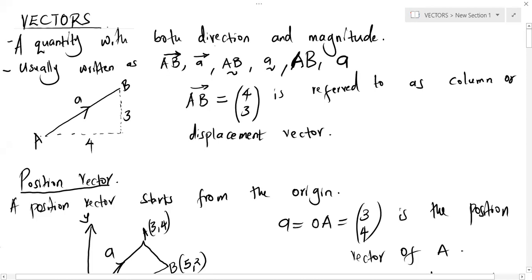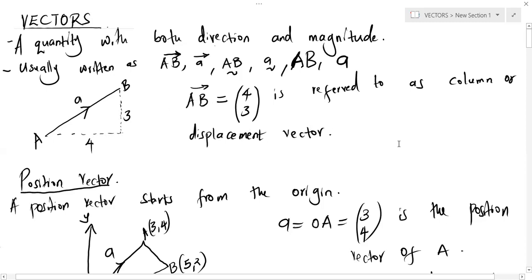Now, let's take, for example, AB. As you can see, the direction is from A to B, and over the x-axis, we have it moving 4 units, and over the y-axis, we have it moving 3 units. Now, vector AB can be written in its column form, basically by representing the value on the x coordinate and then the value on the y coordinate. So (4, 3). This is referred to as the column or the displacement vector.